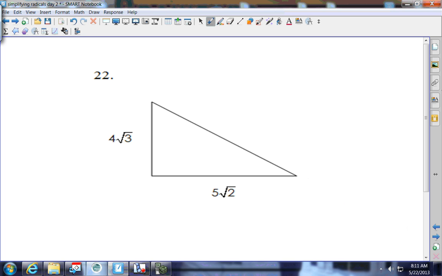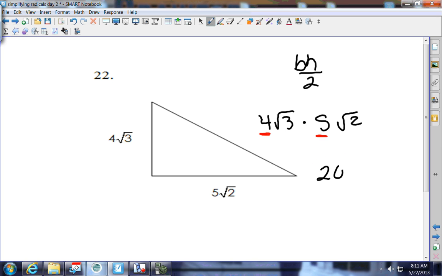Okay, on number 22, it is a triangle again. Base times height divided by 2. So you're going to take 4 square root of 3 times 5 square root of 2. You are going to take 4 times 5 and get 20. Then you're going to take 3 times 2, which is 6. Now, if you haven't figured out by now, square root of 6 is as low as it can go.